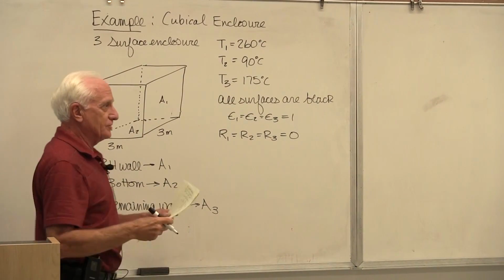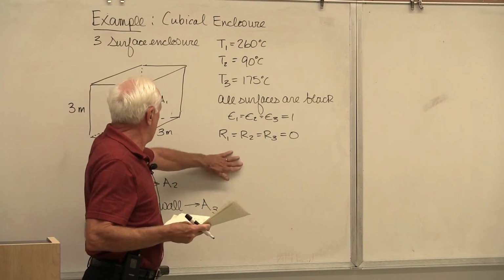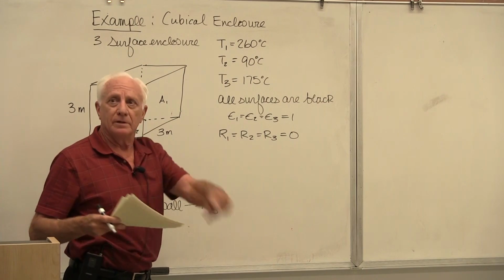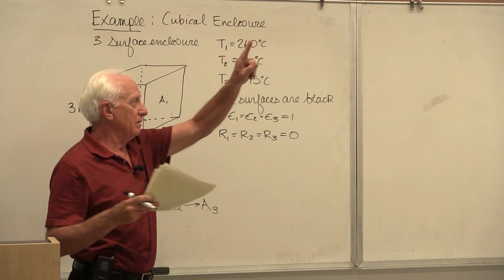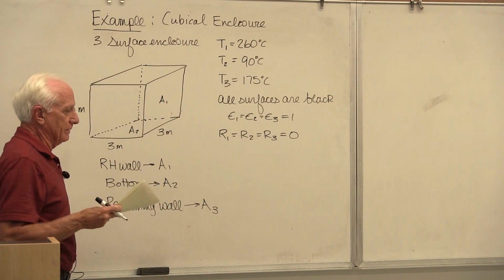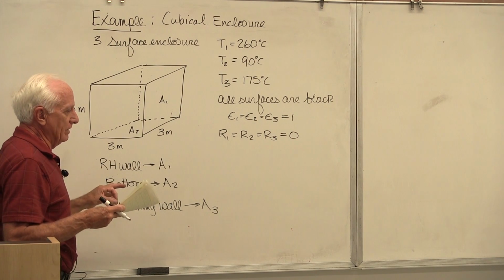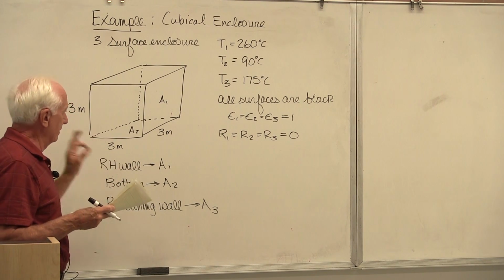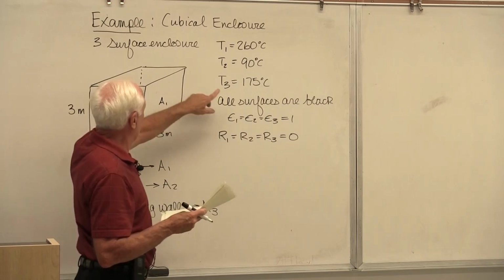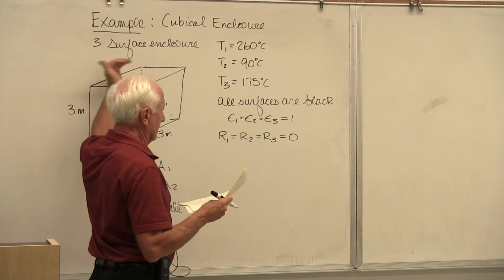Okay, it could be this room. The front wall's area is A1. The floor is A2. And the other walls and the ceiling are combined as A3. The reason why we can call them by one nodal designation is because they all have the same temperature and they're touching each other.